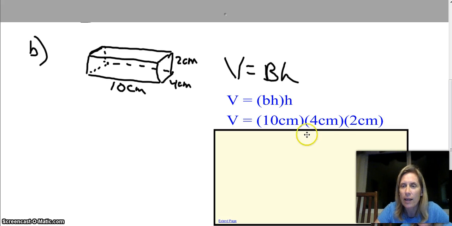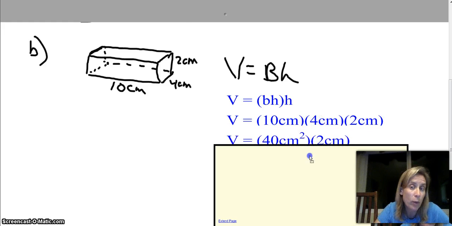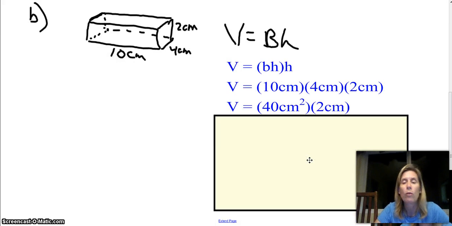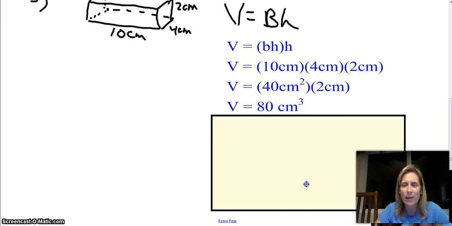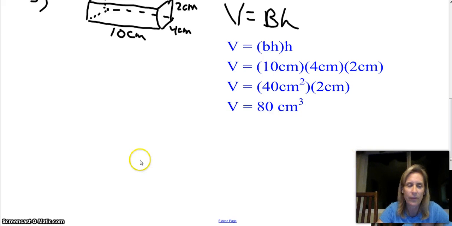All right, and now we can multiply these three factors together. 10 times 4 is 40 centimeters squared. 40 centimeters squared times 2 is 80 centimeters cubed. And there we go.